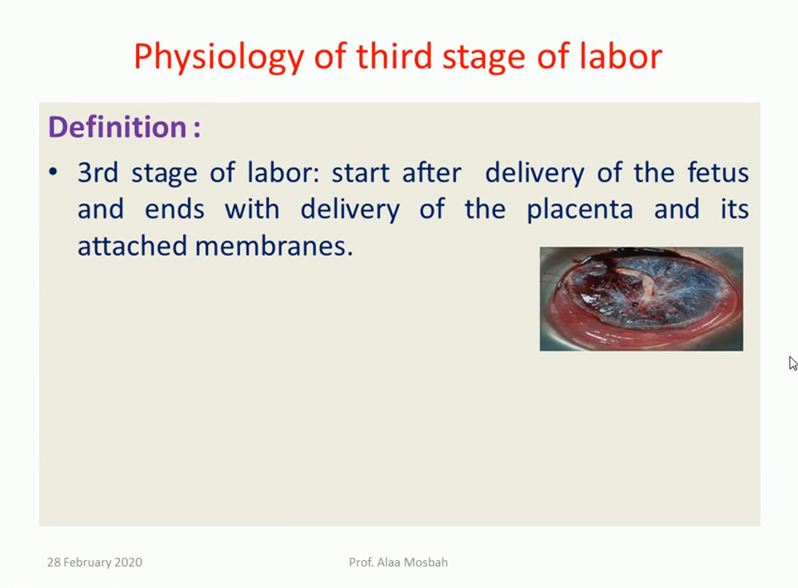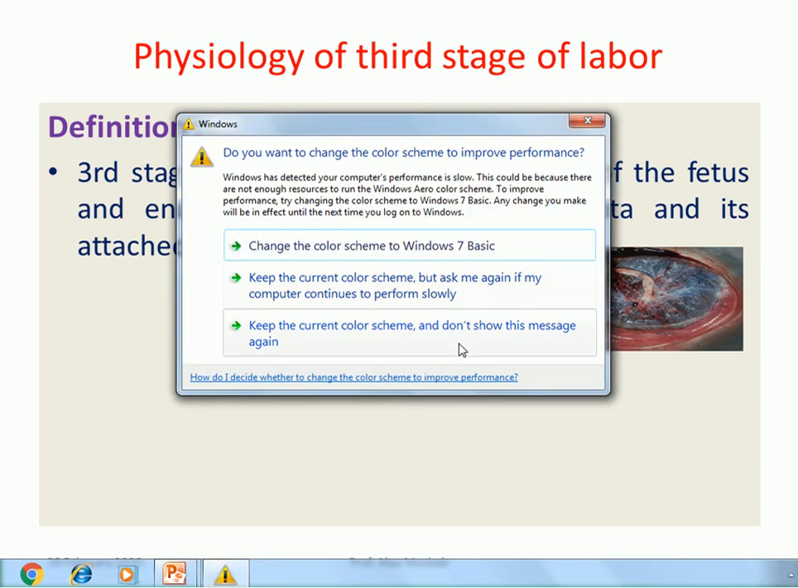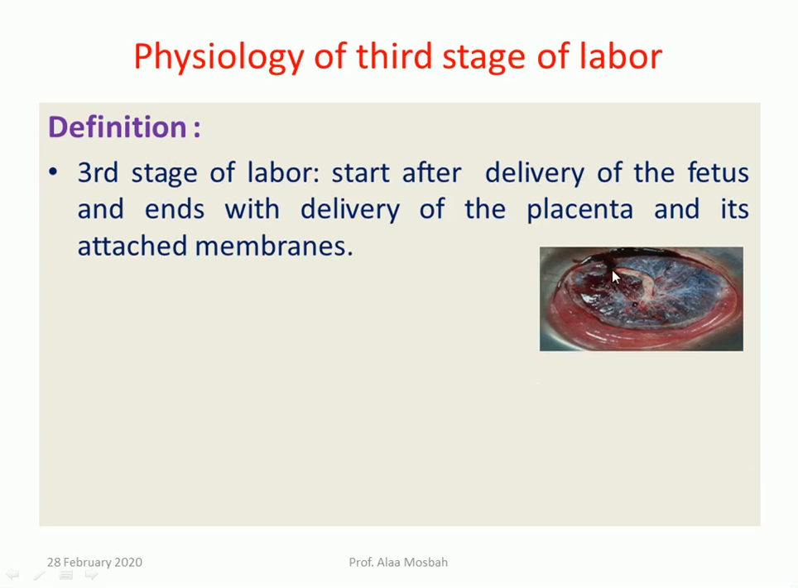Okay, what is the third stage of labor? The third stage of labor starts after delivery of the fetus and ends with the delivery of the placenta and its attached membranes. As you see in the picture, this is a placenta and part of the umbilical cord.